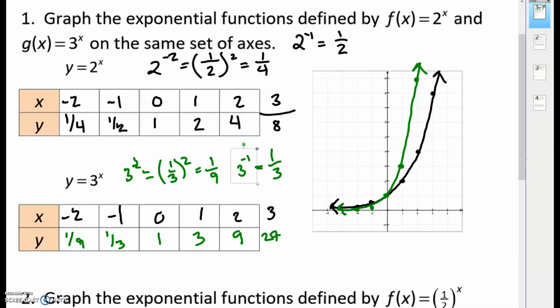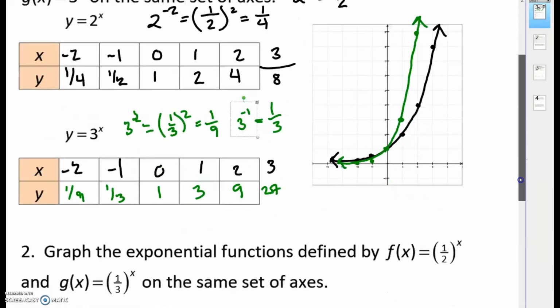Looking at this, when I change the base to a larger number, it decreases closer to 0 faster, and it increases on the other side quicker as well. So it approaches infinity faster and it approaches 0 faster. That's really the big idea.